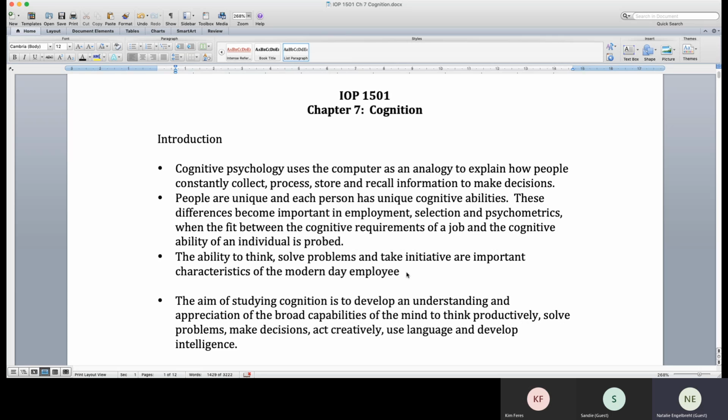And when we talk about cognition, we really talk about the ability to think, the ability to solve problems, the ability to take initiative, because those are important characteristics of the modern day employee. If you're not able to critically think on your feet sometimes, so under pressure, and if that thinking doesn't allow you to effectively solve problems, then you're not going to be a high-performing individual within a job.